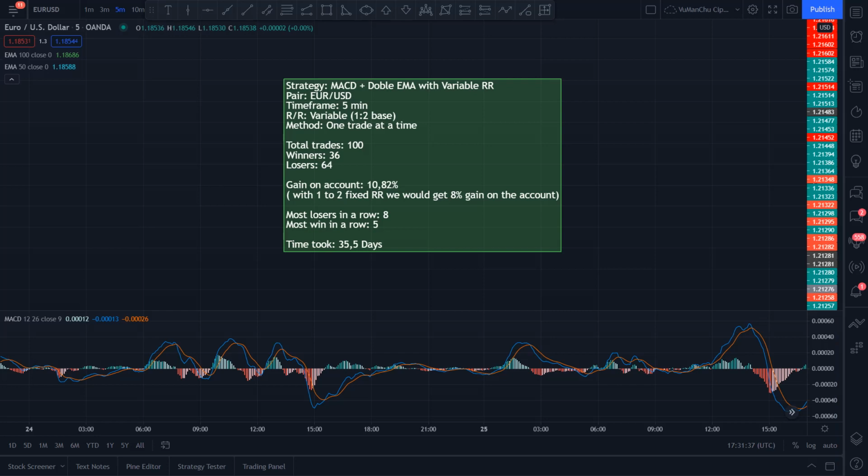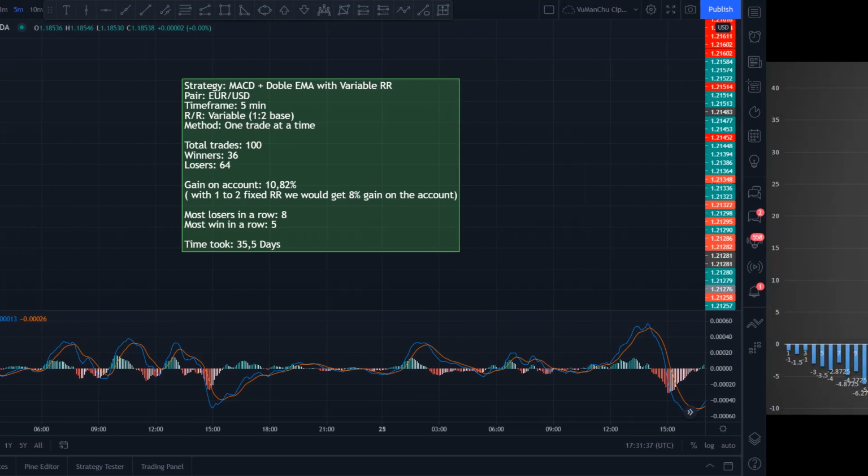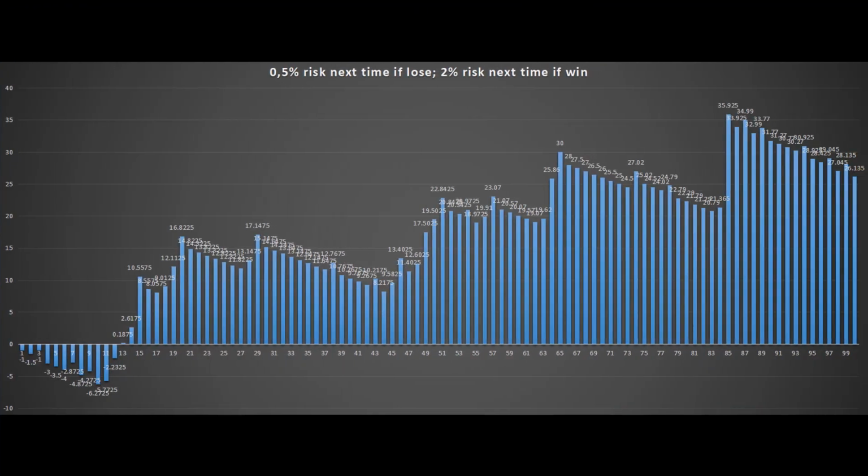Let me show you the account growth chart with applying that optimization rule. As you can see, it did way better. With 26% gain on the account, it almost tripled our profits.